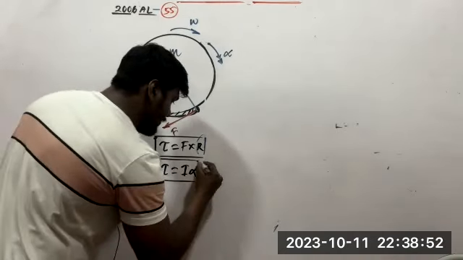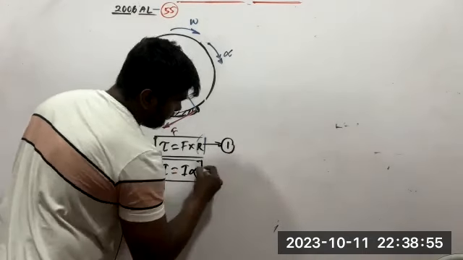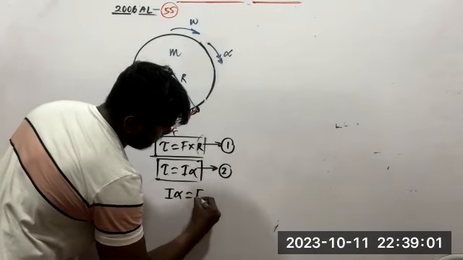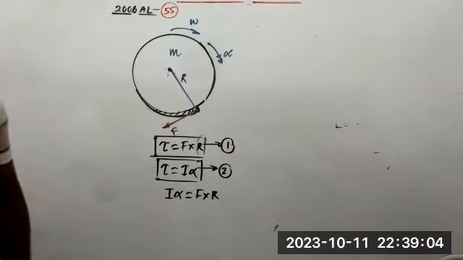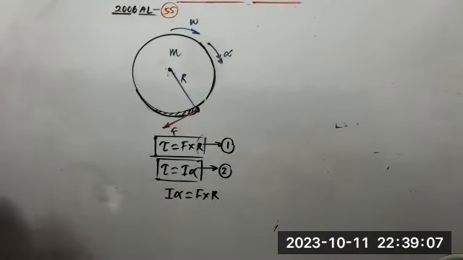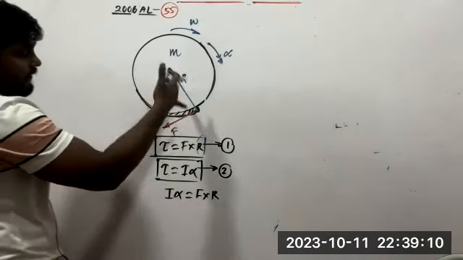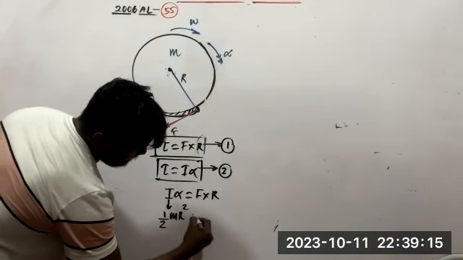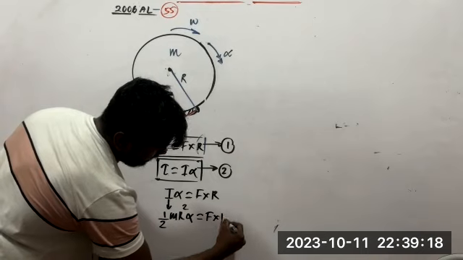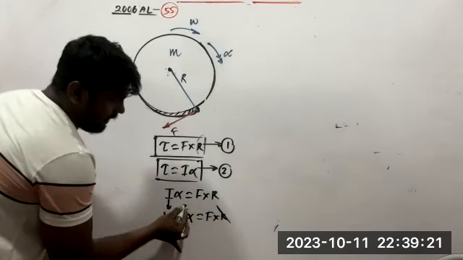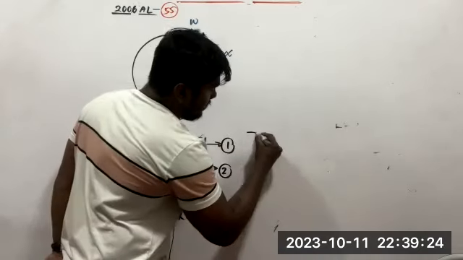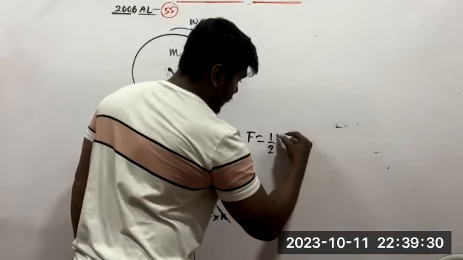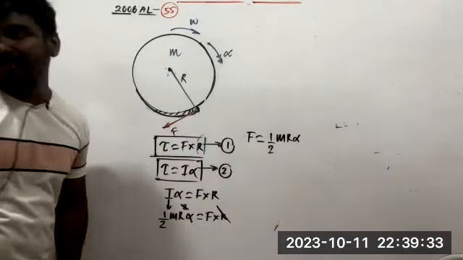Based on these two equations, I can write I alpha equals F into capital R. Then what is the value of I? Half m R squared. So half m R squared alpha equals F into capital R. Then one R cancels out, and we get capital F equals half m R alpha.